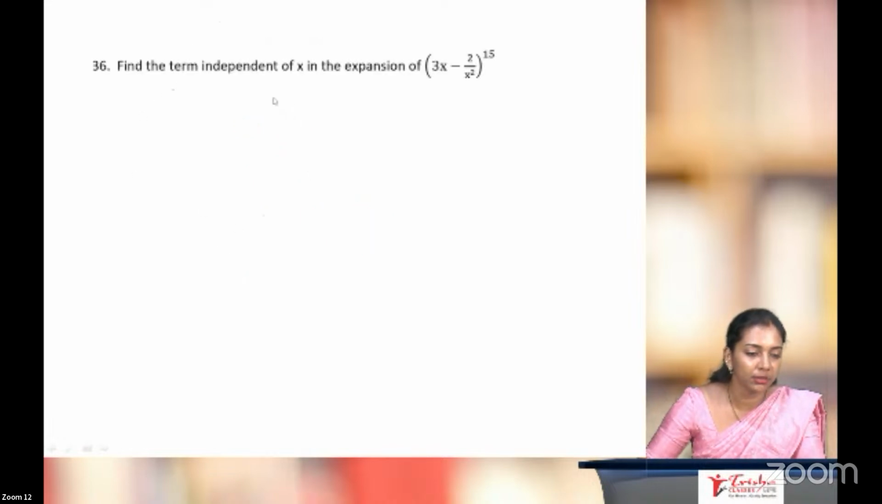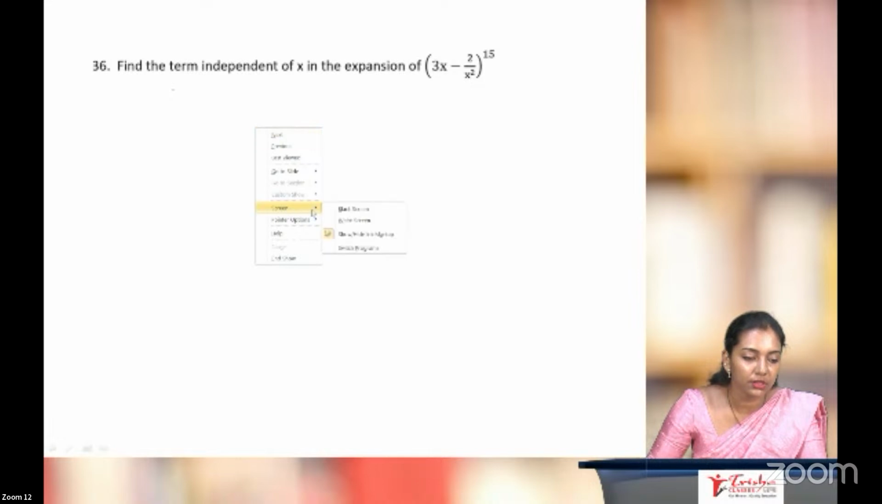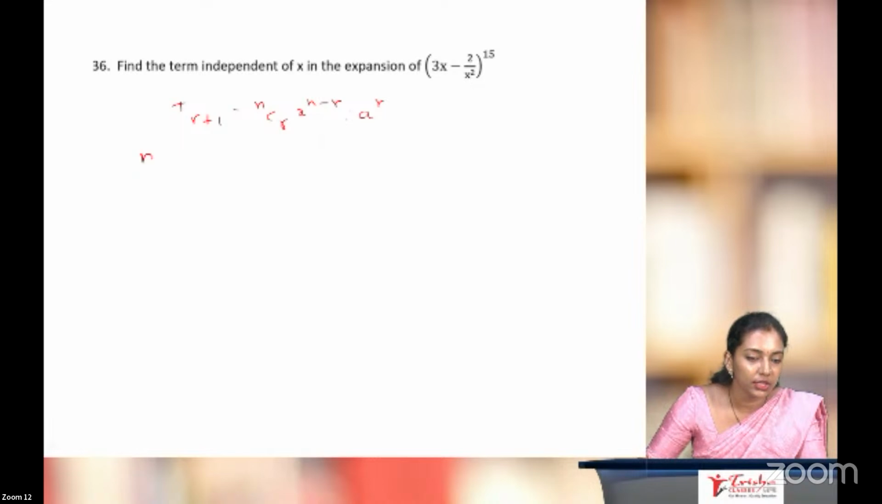Okay, term independent of x. Term independent of x means what? A term with the power of x is 0. Now general term we have to take, T(r+1) equals nCr x to the power n minus r into a to the power r. So here n is 15, x is 3x, a is minus 2 by x square. Once you get this, you can substitute in the general form.